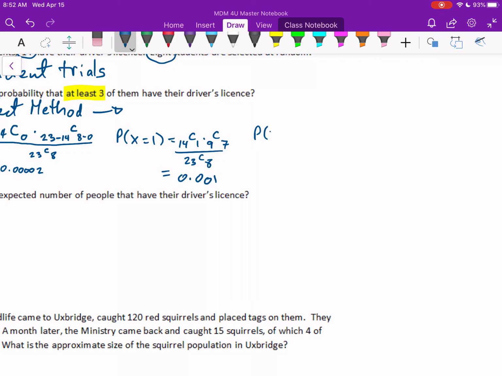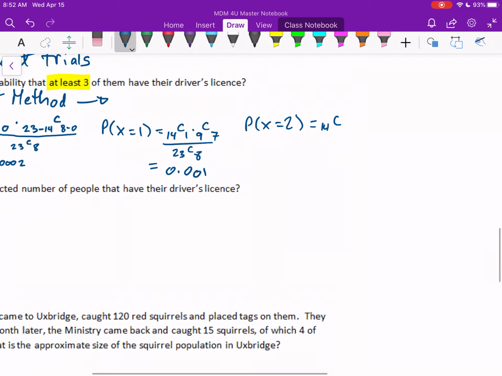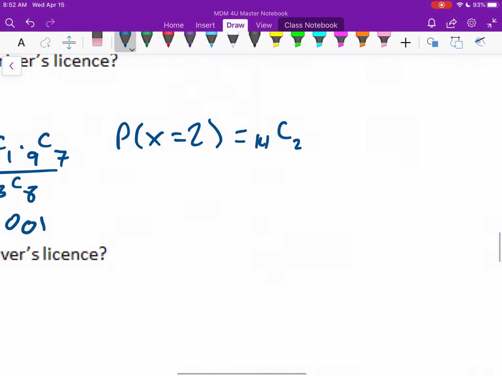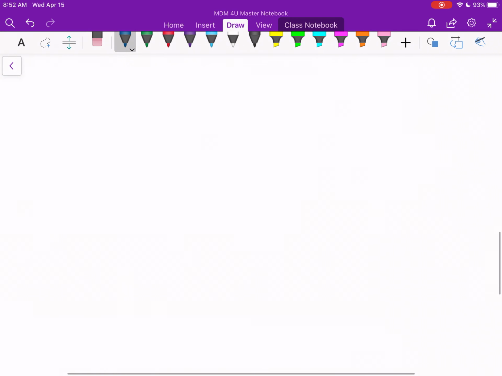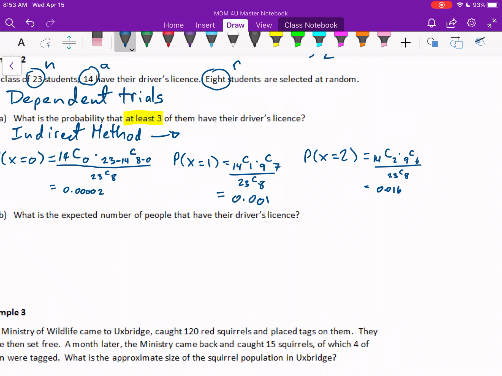Probability that exactly 2 of them have their driver's license. Well, now it's 14 choose 2 times 9 choose 6, over 23 choose 8. And that is 0.016. More likely again, still not super likely, still only 1.6%, but you know, everyone's going up a bit higher.